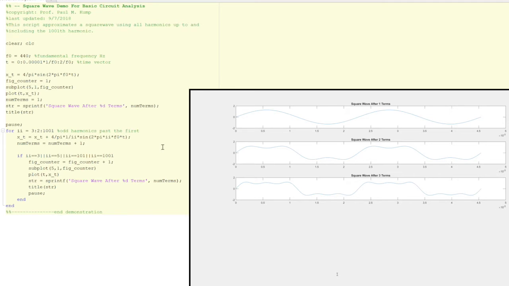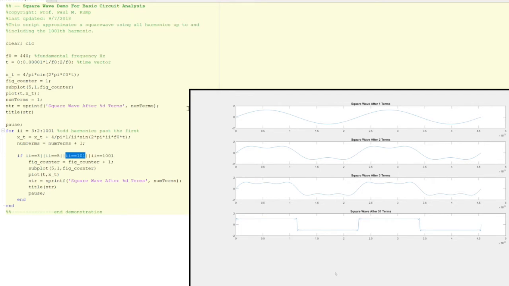That makes the third plot. And you see the new sinusoid has a higher frequency and a smaller amplitude yet. Now back to the code. I don't want to plot all of these sinusoids, but when i gets to 101, we're going to make another plot. Let's see what that looks like.